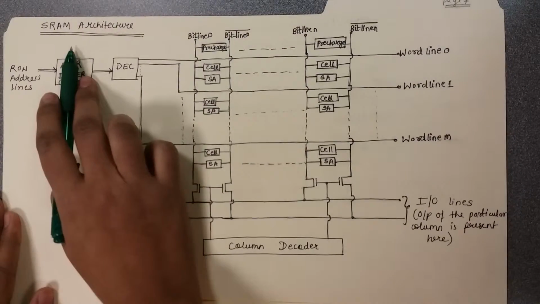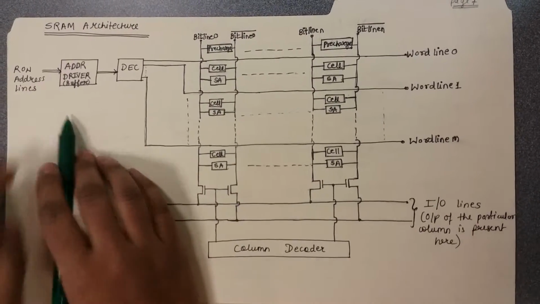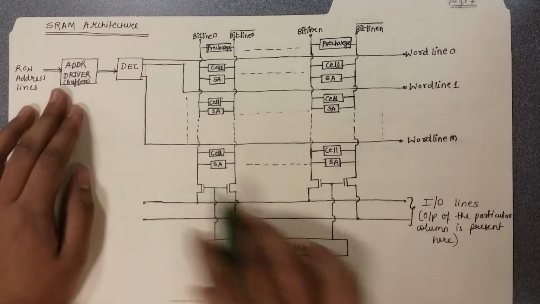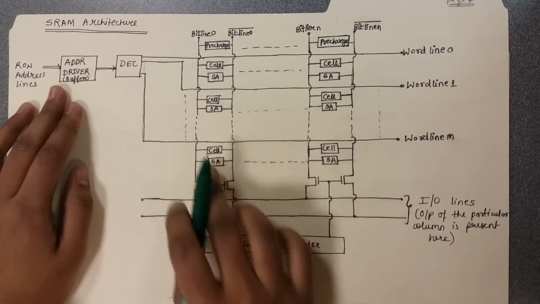Now let me explain the SRAM architecture. In an SRAM, as you can see, this is an SRAM cell array which has many cells in it.